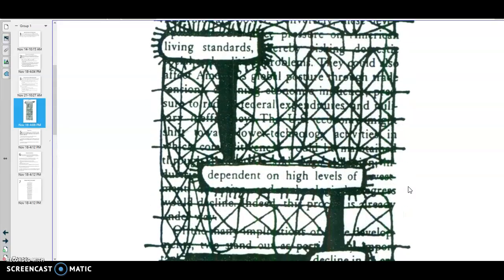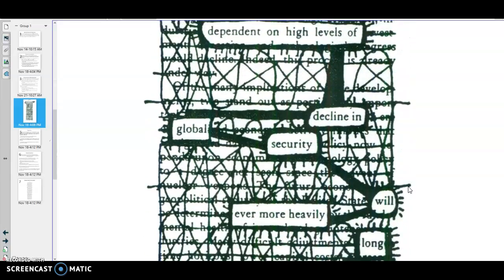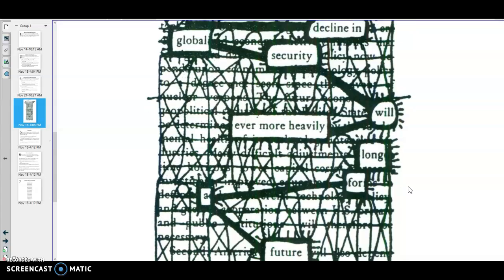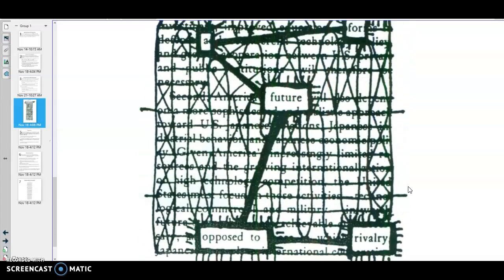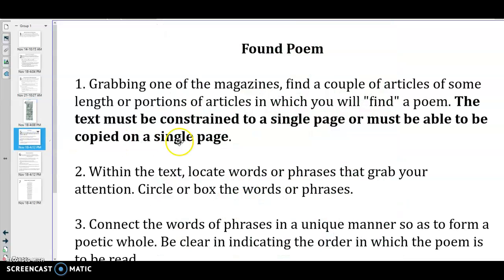Living standards dependent on high levels of decline in global security will ever more heavily long for a future opposed to rivalry. It's interesting. I mean, it's choppy, it's fragmented, there's a lot that we don't understand about it. But again, it's an interesting way to find a poem in a chunk of text. It has to be a single sheet of text, and you just are boxing in words or phrases and then connecting them so that we know how to read it, and then you just hatch out the rest of it.